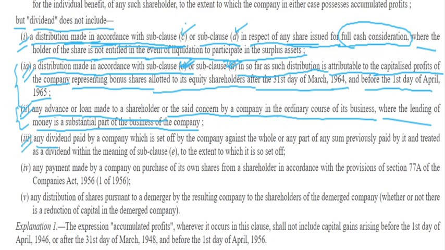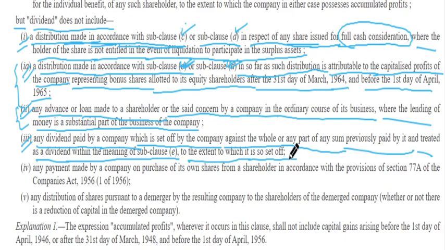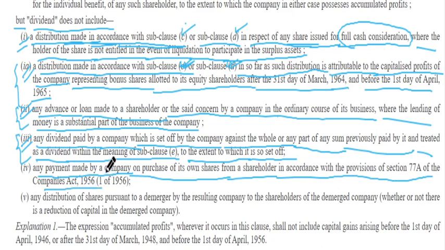Again, dividend does not include any dividend paid by the company which is set off by the company against the whole or any part of any sum previously paid by it and treated as dividend within the meaning of subclause E, to the extent to which it is so set off. Again, any payment by a company on the purchase of its own shares from shareholders in accordance with the provisions of section 77A of the Companies Act 1956 is also not included in dividend.